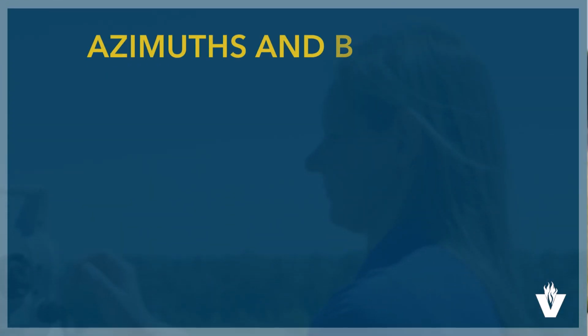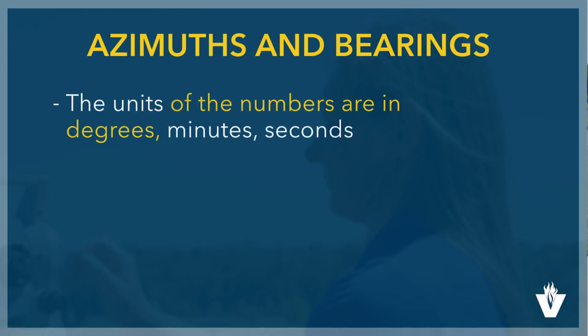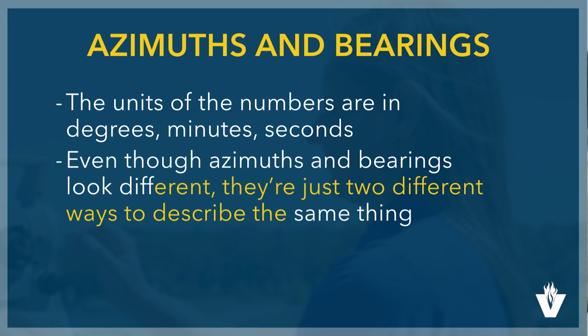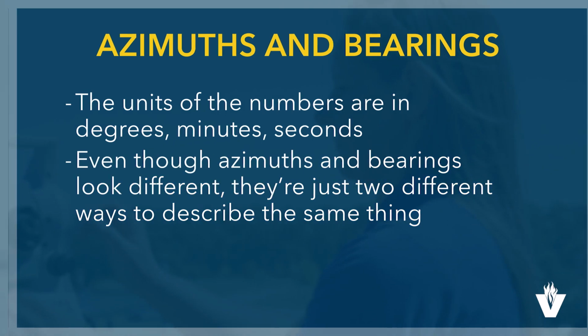Today we'll be talking about an important aspect of surveying, determining directions. To ensure our surveying methods are accurate, we often need to know the directions of lines and other features. We use azimuths and bearings to describe directions. The units of the numbers are in degrees, minutes, seconds. Even though azimuths and bearings look different, they're just two different ways to describe the same thing.